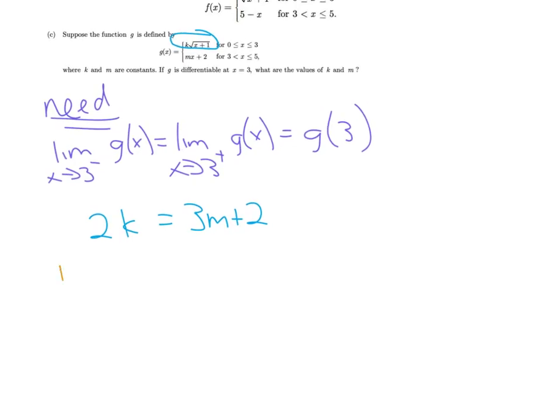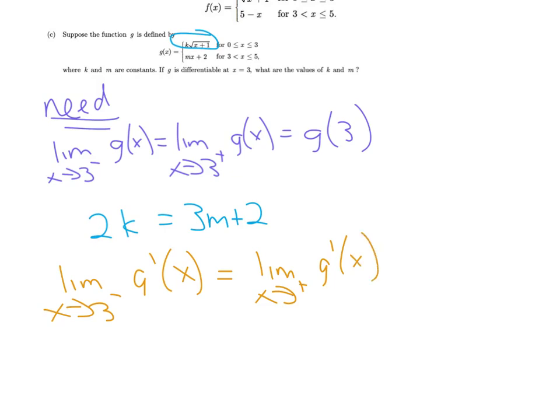We also need the limit as x goes to 3 from the left of g prime to equal the limit as x goes to 3 from the right of g prime. So we need those two pieces. We need those slopes to be the same. So g prime, I'll write it up here, is going to be k times x plus 1 to the 1/2. So k over 2, x plus 1 to the negative 1/2. That's when x is less than or equal to 0 less than 3. And then m from 3 to 5.